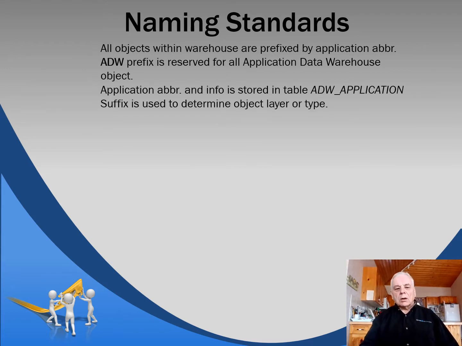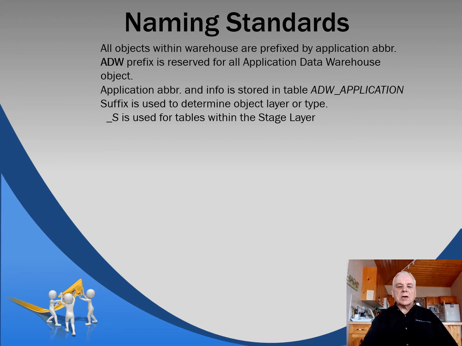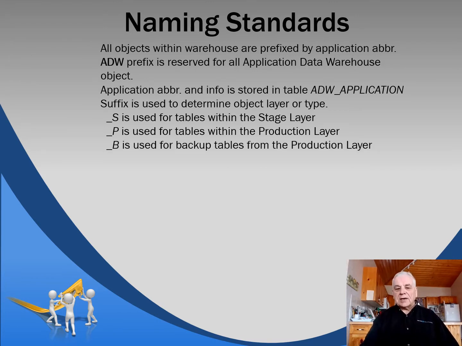Now, the other thing we do is the suffix is used to determine what type of object and what layer it belongs in. For example, if something was suffixed with _s, it was used for a table within the staging layer, because _p was used for a table within the production layer, and _b was used for tables backed up from the production layer.